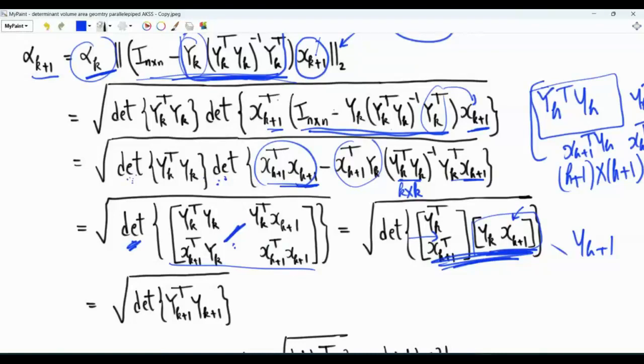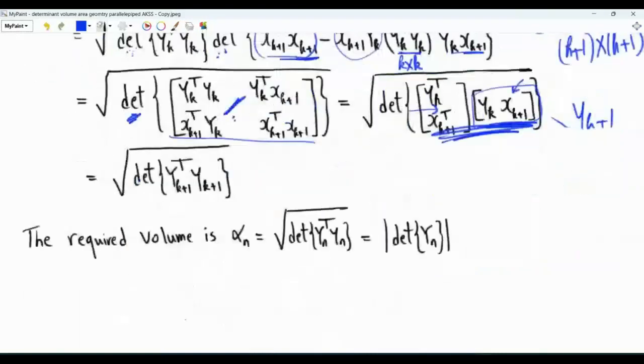And now if we use the n vectors from x1 to xn, then the required volume, which is alpha n, will be the square root of determinant yn transpose yn. Yn is the n by n matrix with those columns. And in this particular case, yn is a square matrix. It is n by n. Note that matrix yk is n by k, and it is not square if k is strictly less than n. But now if we have yn, that's a square matrix.